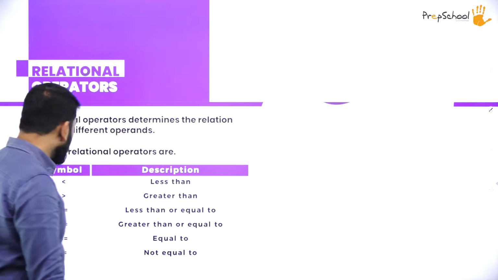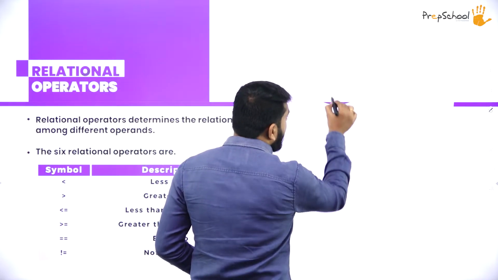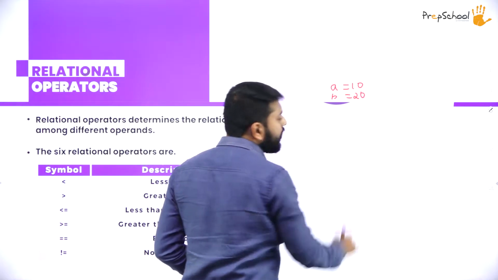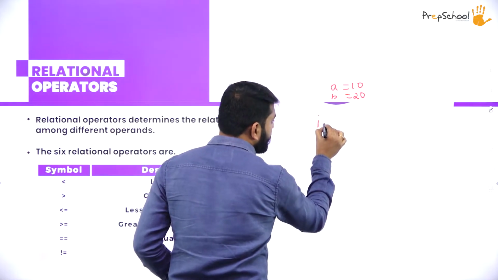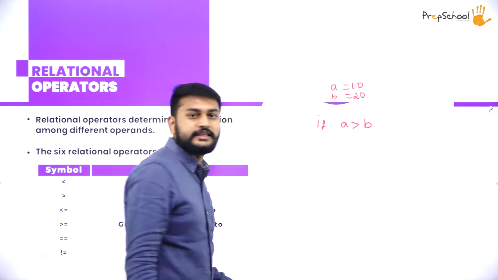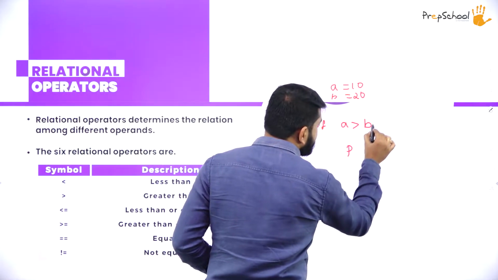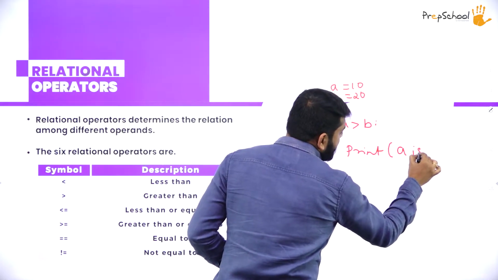It's very simple for all of you. For example, I have A is equal to 10 and B is equal to 20. Okay, so fine, I just wanted to find out something like this. If A is greater than B, print something like this. Print A is greater.